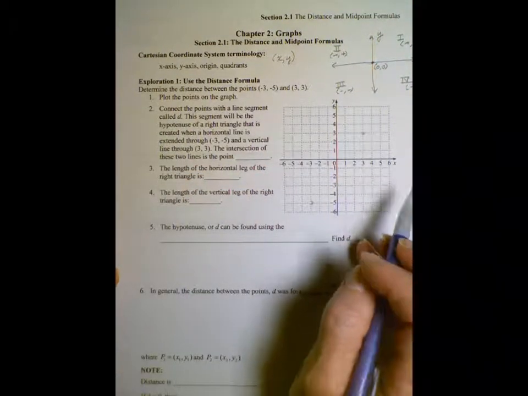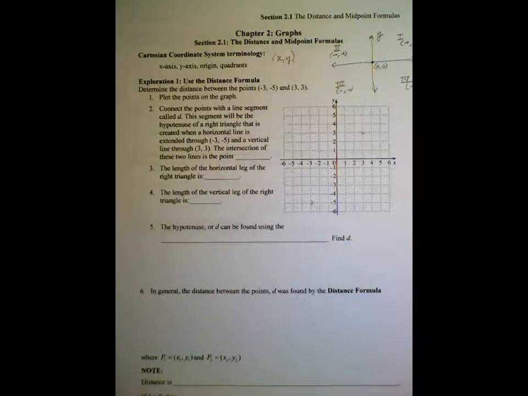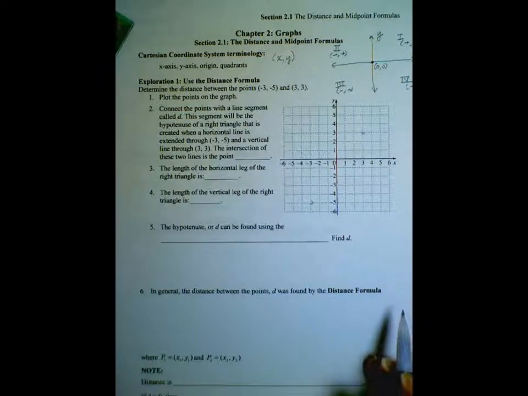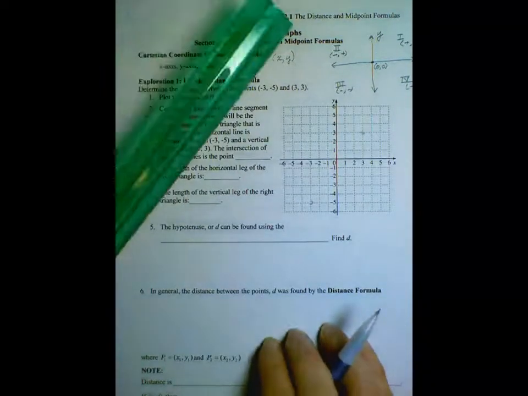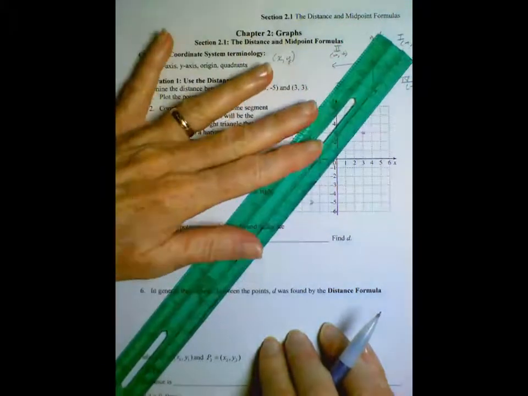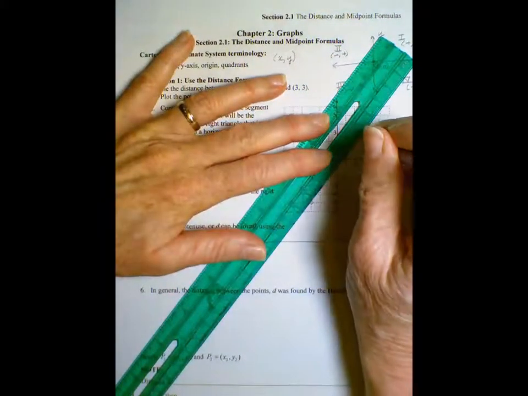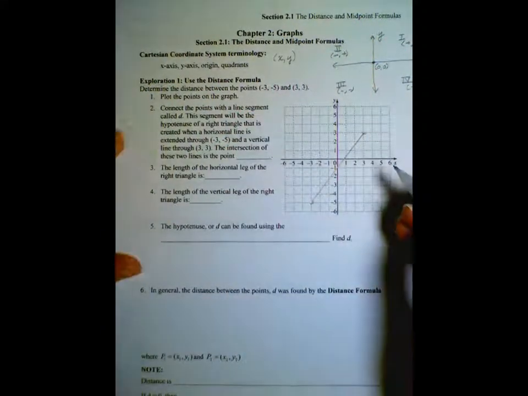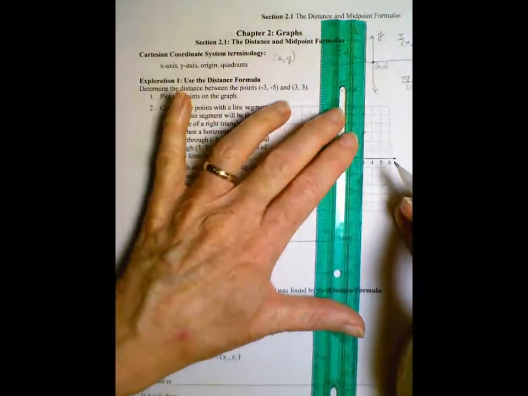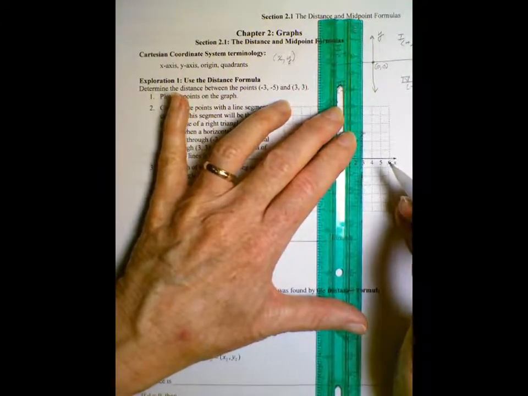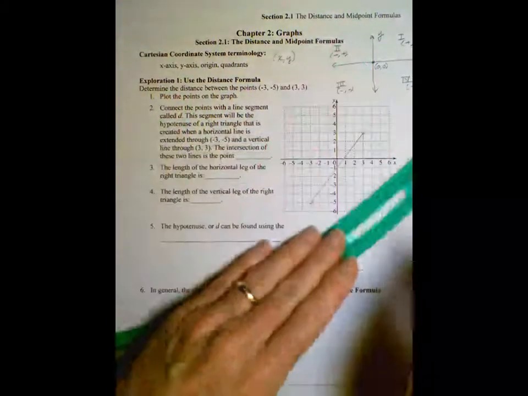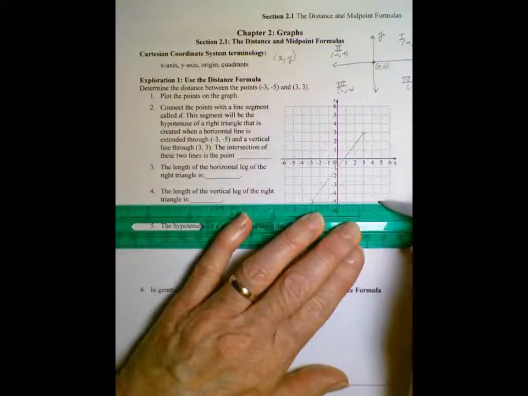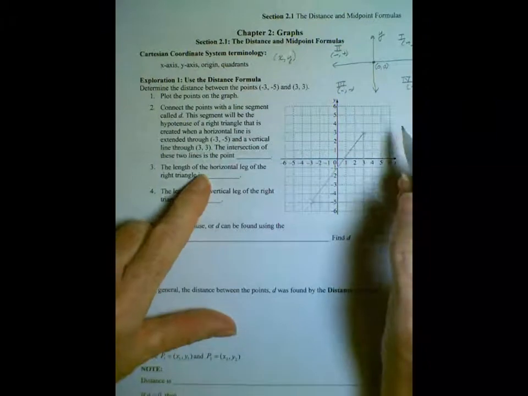The segment will be the hypotenuse of a right triangle that is created when the horizontal line is extended through (-3, -5), and a vertical line through (3, 3). Well, let's see what they want us to do. I'm going to use my ruler to connect these two. Okay, and it says it's the hypotenuse of a right triangle. If I extend this line, I'm not making it as dark on purpose because I want our line segment d to stand out, okay? And this line.